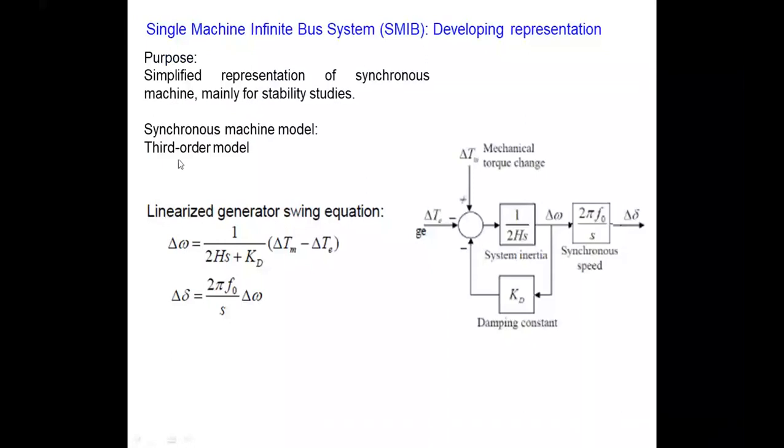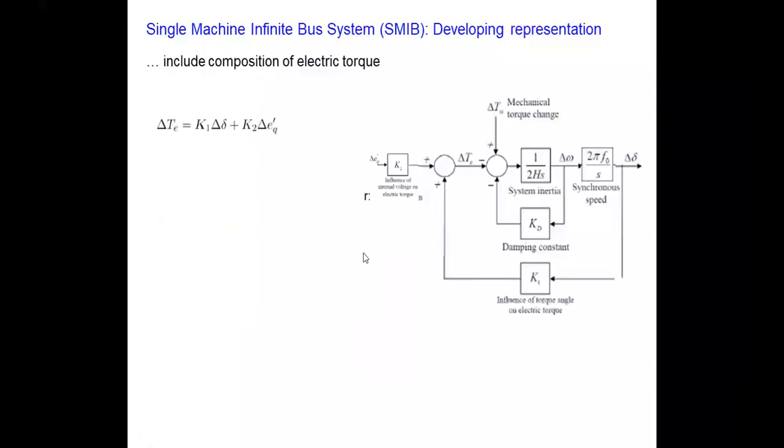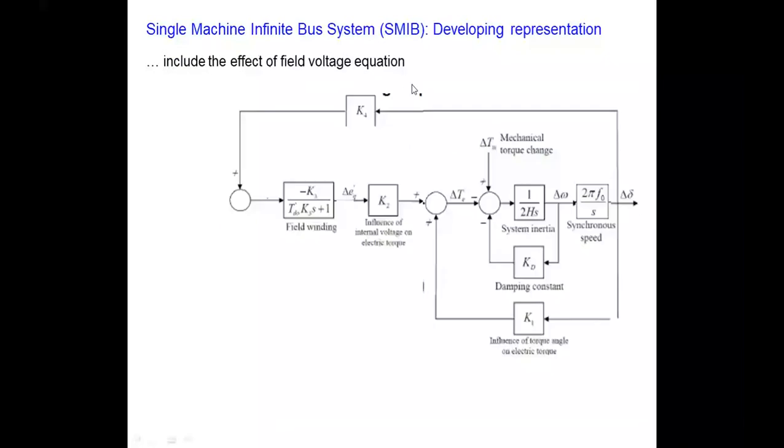So thus we have the third order model of a synchronous machine in these three state variable forms, right? And then we include the effect of voltage regulation, that will be through the field winding part, that is the excitation system here. So to include the effect of the field circuit, we have another constant here, K4, and then the field circuit representation here.